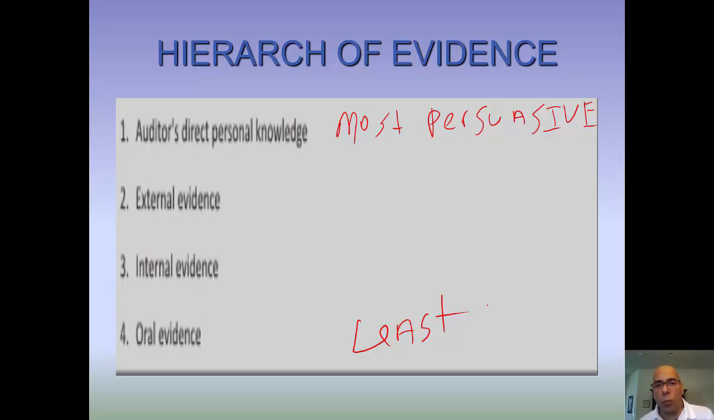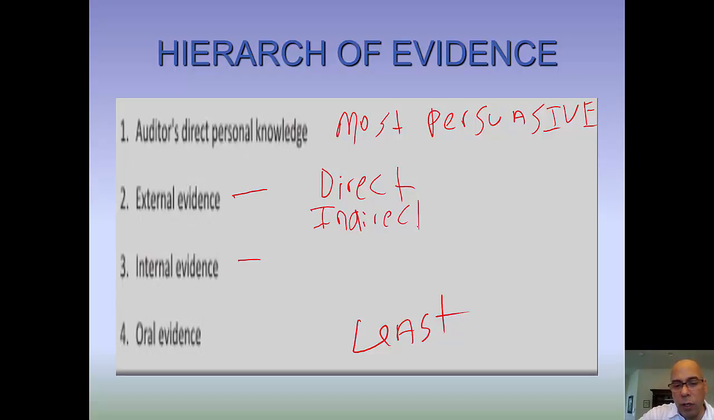Okay. Now, we could also inspect a document, and if that document that we're inspecting is an external document, that is going to be more persuasive than an internal document, even though we may be inspecting both. Direct communication between the auditor and a third party, which we often call confirmation, is a good example of external evidence. So we have external evidence that is direct, such as a confirmation. That's going to be more persuasive than indirect external evidence.